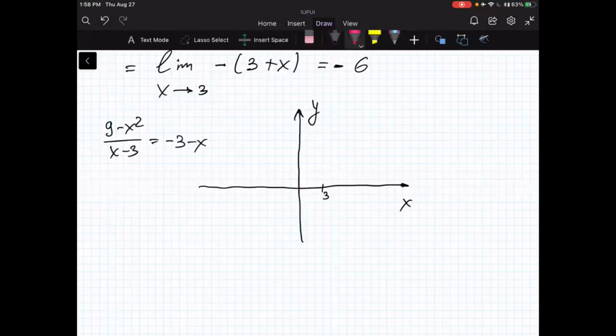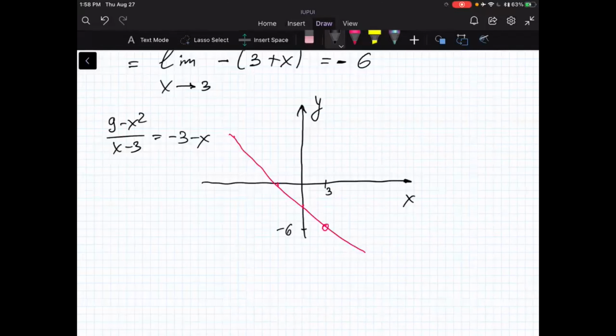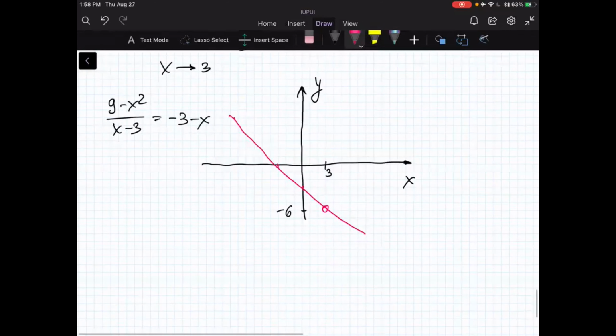And this is just a straight line that goes like this. And again, we should exclude this point from our graph, because this is the point 3 and minus 6. That's what we found. And you see that there is no value of our function at this point, but when we approach from the left and from the right, that's what we'll do in a moment, our limit will be minus 6.